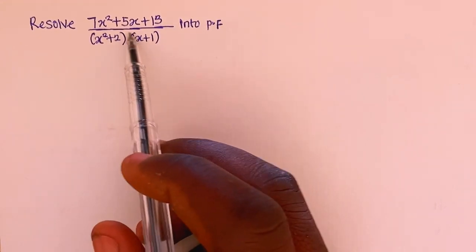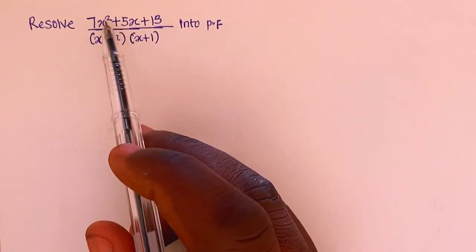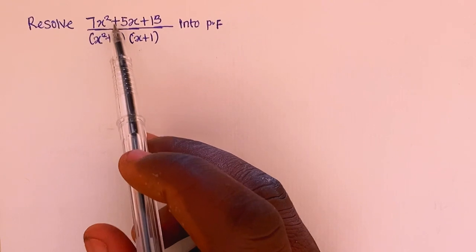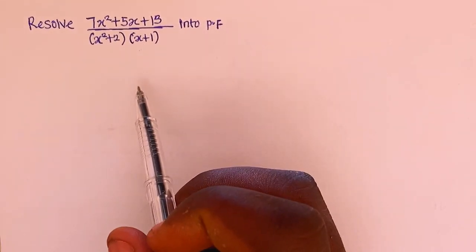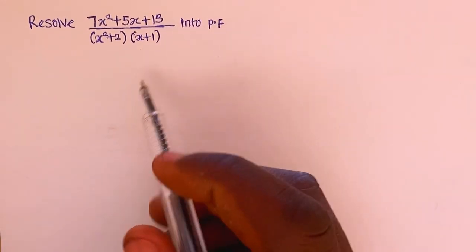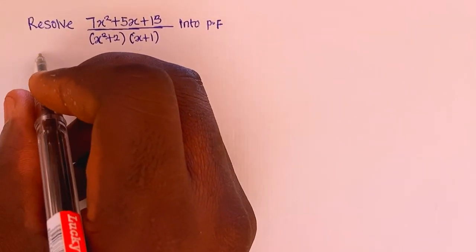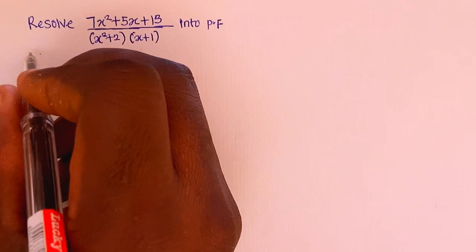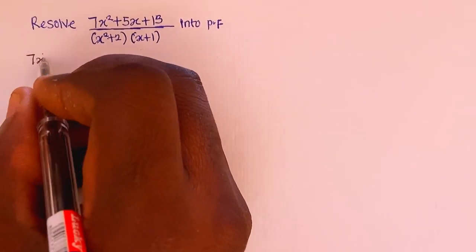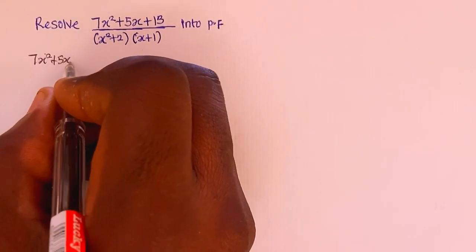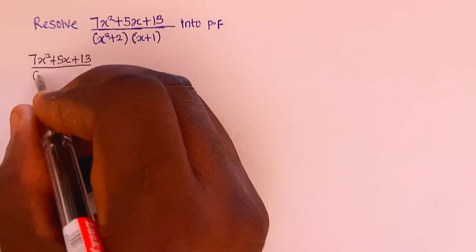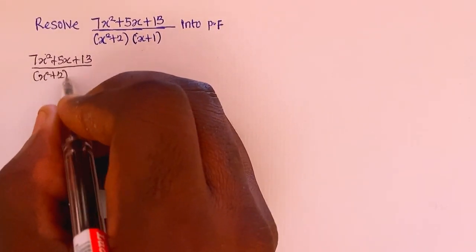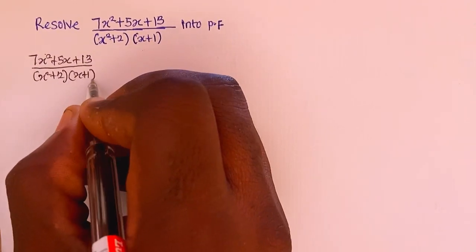And the highest power of x is raised to the power of 3. That means we are having a proper fraction since the denominator is raised to the power of 3. So what I'm going to do in this case is write this expression as 7x squared plus 5x, then plus 13, divided by x squared plus 2, then x plus 1.